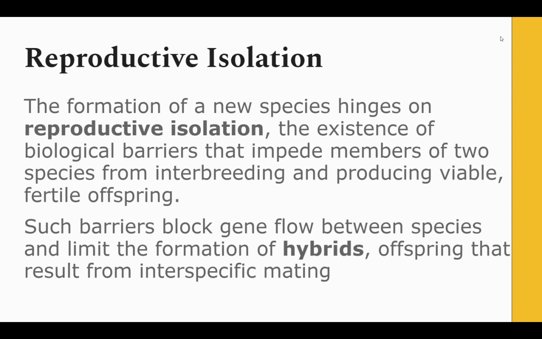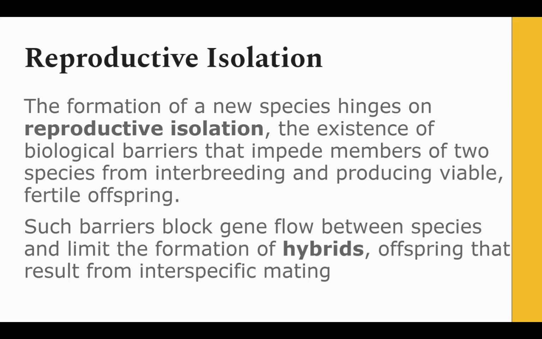So, when two populations are reproductively isolated, they can become two different species, or they are two different species. These barriers block gene flow and limit the formation of hybrids, or offspring from interspecific mating. Cutting out the prepositional phrases and all of that.